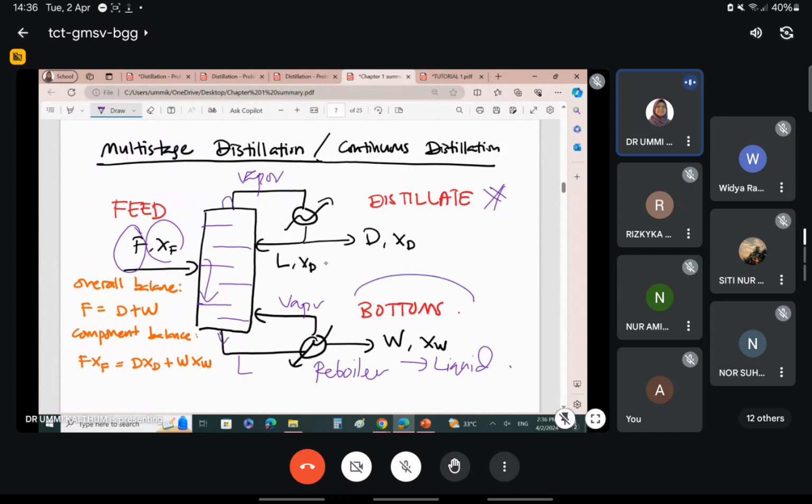So bawah ini adalah bottom. Bottom product is W. The amount is W and the composition is XW. Vapor masuk, so dia akan ke atas. Dia akan pergi ke atas. Dalam masa yang sama liquid masuk.